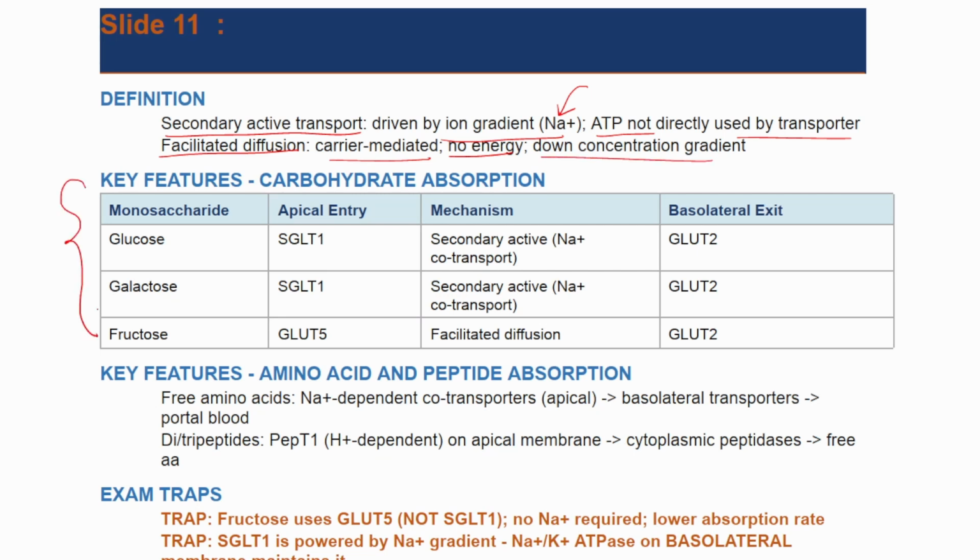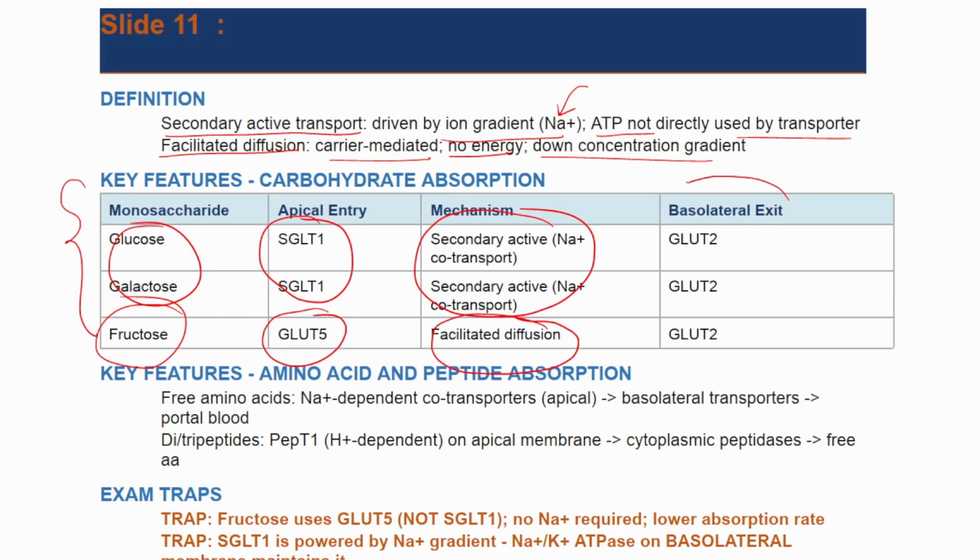The structural layout of this box maps out glucose and galactose, both utilizing apical SGLT1 via secondary active sodium transport, and fructose being an exception using the GLUT5 transporter, the mechanism being facilitated diffusion. But the basolateral exit, as we have said earlier, all of the three monosaccharides will use the same transporter to move from the basolateral side to the bloodstream.